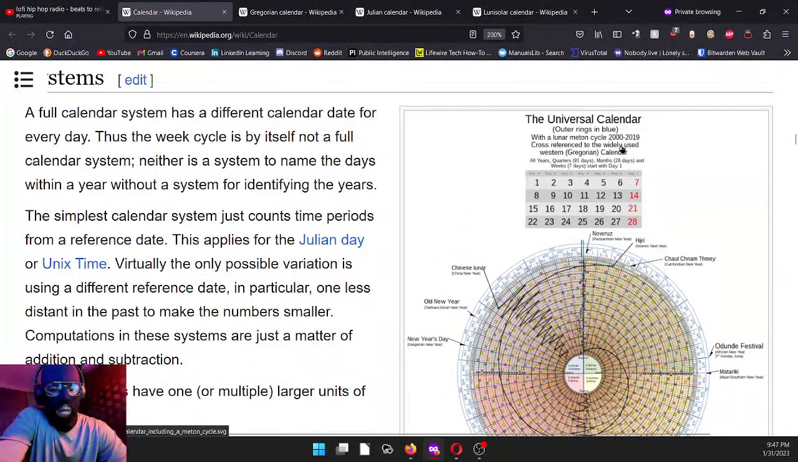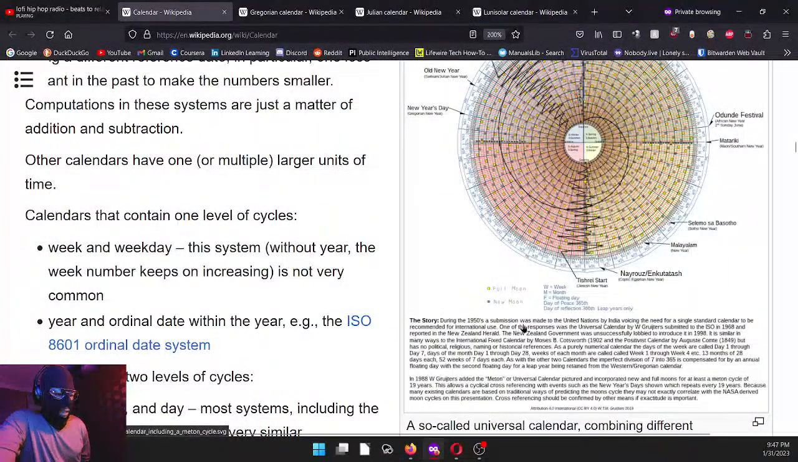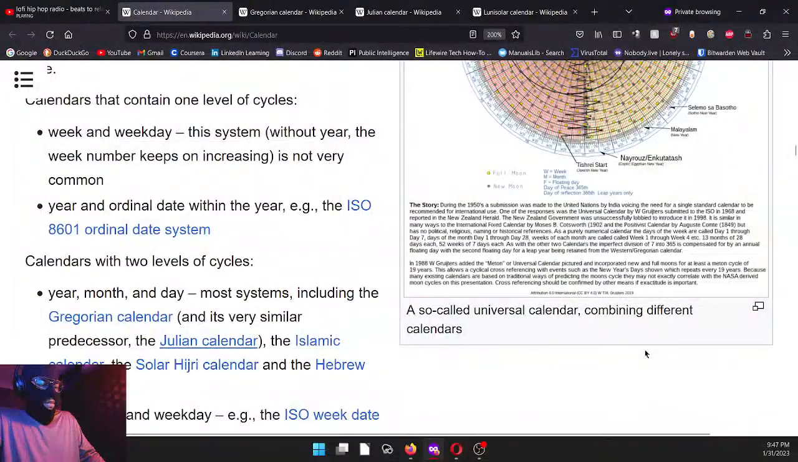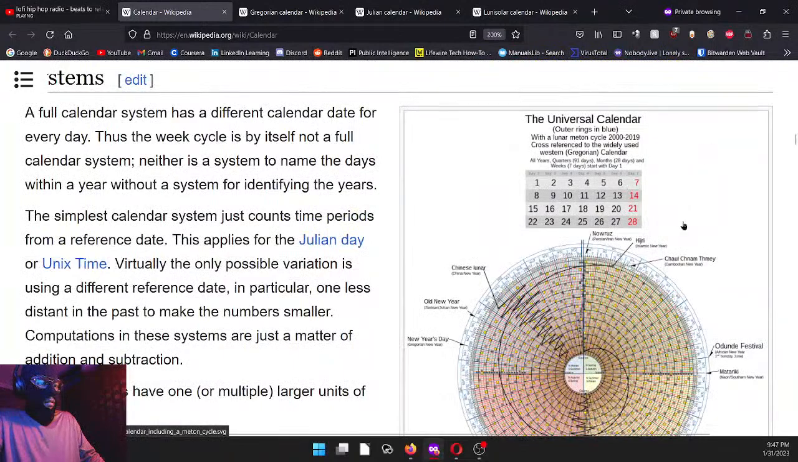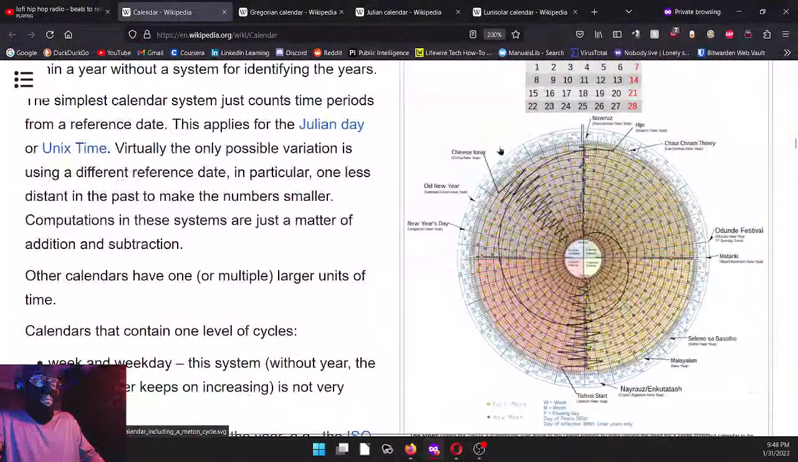Back to the universal calendar. Pretty much, see under the red, you have the stuff at day and how everything is just synchronized, and all these dates here. So the story: during the 1950s, a submission was made in the United Nations by India, voicing the need of a single standard calendar recommended for international use. Okay, there's a lot that's even put down in this universal calendar. A so-called universal calendar combining different calendars. So this is a mash of every single calendar when it comes to religious points of view and all that stuff, following something that everybody can follow.